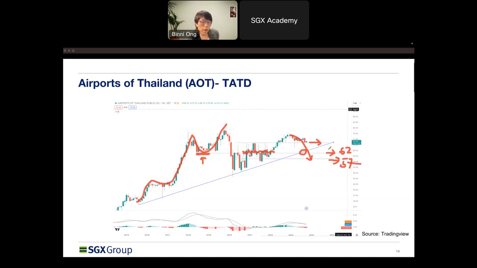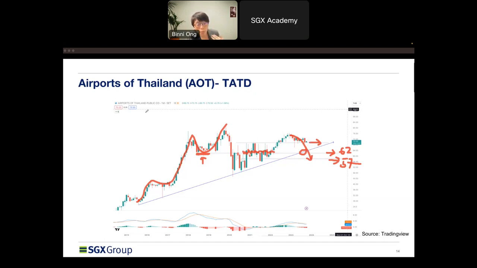So, three levels that I've highlighted. The first will be 70, the second will be 62, and the third will be 57, in any case where there could be an extreme situation. But 62 is really a very strong and important level.